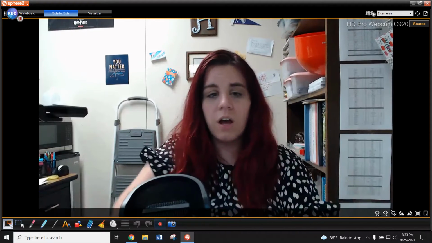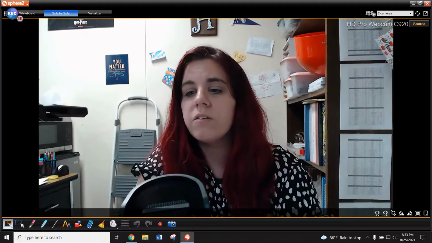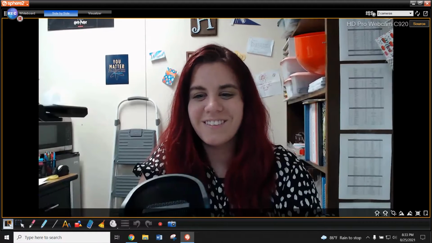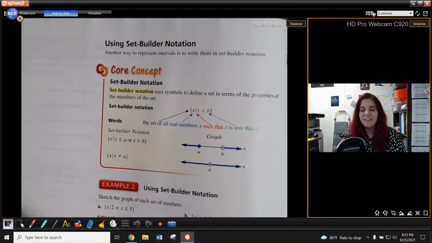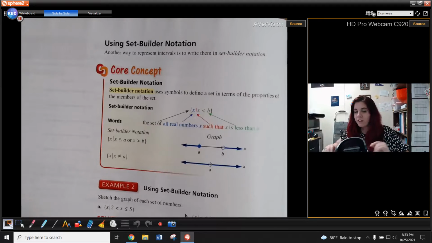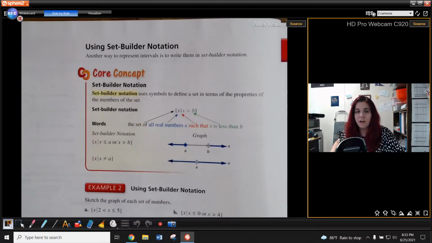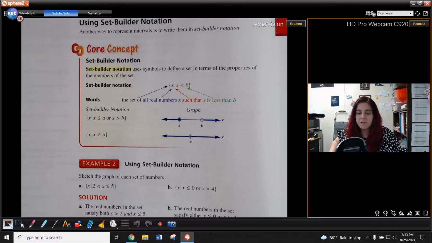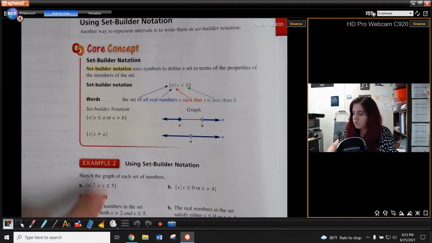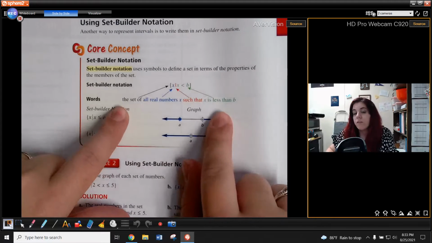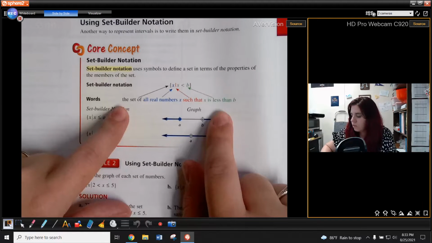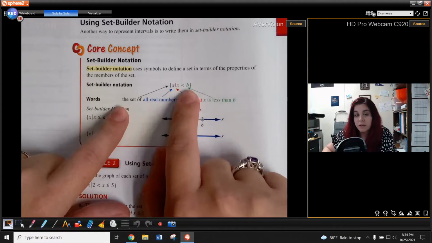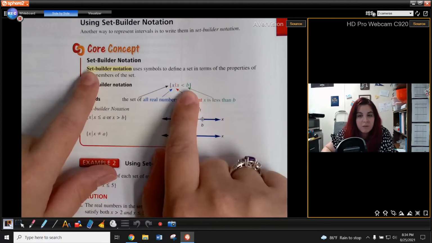So let me switch over here to see both cameras. Right here. So we got our textbook, yes? Using set builder notation. So we got to break this down a little bit, but your book does such a wonderful job of making this so clear. This is the way that set builder notation looks. You will see the curly braces at the beginning and the end. That talks about it being a set, which is why we call it set builder notation.